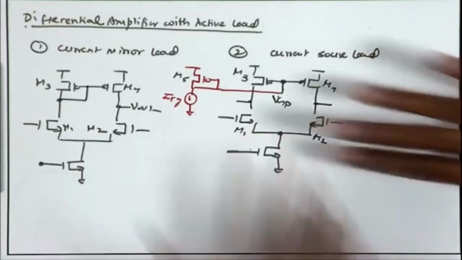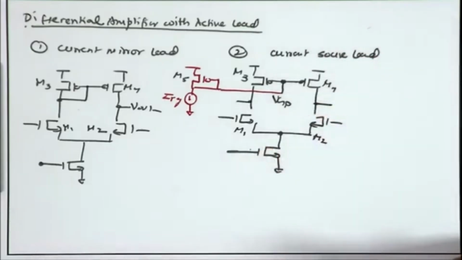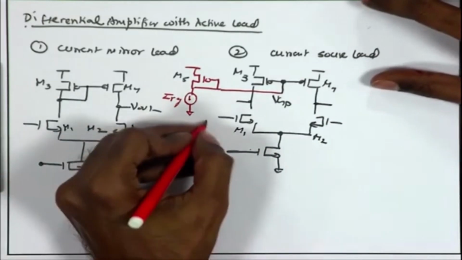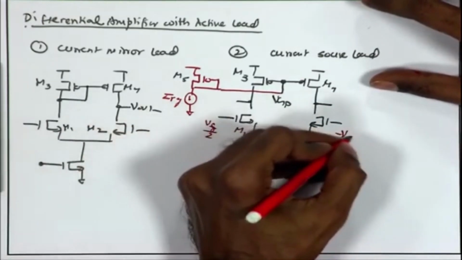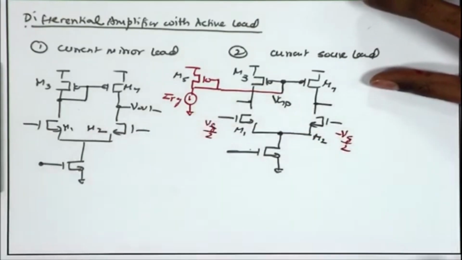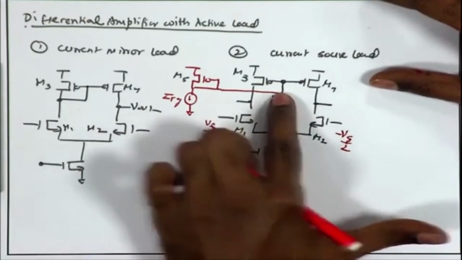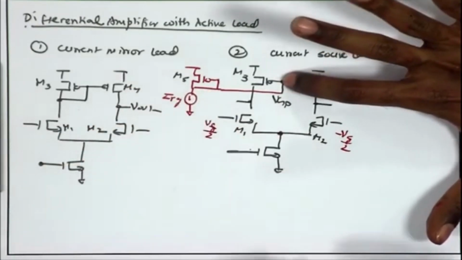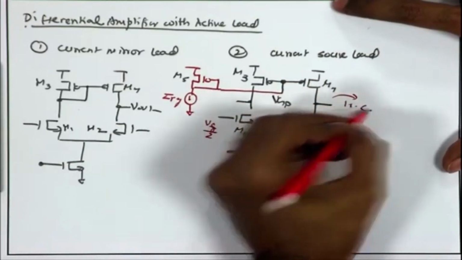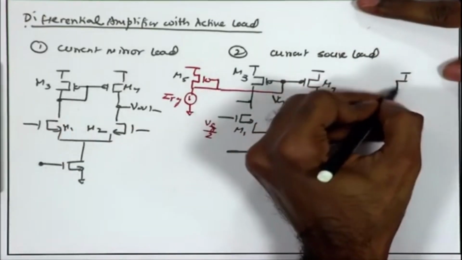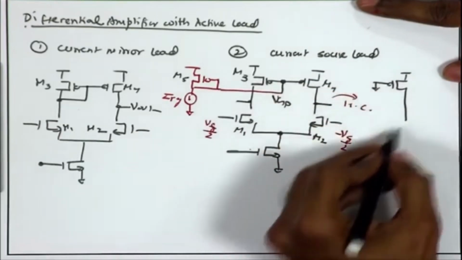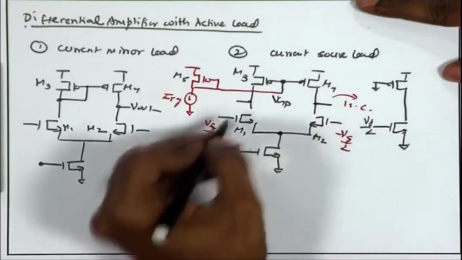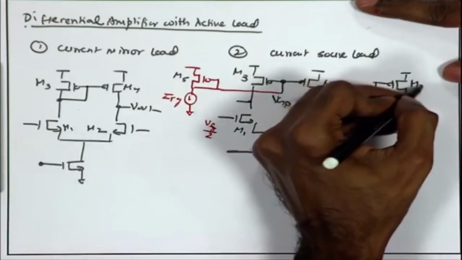Now, if I talk about the current source load, once again if I draw the same analogy, you have the differential signal plus minus Vg by 2. This node becomes an AC ground. This is the DC bias provided by the reference branch. This again becomes an AC ground. Therefore, the half circuit of this is very similar to what we have already done today. This is an AC ground, the input signal plus Vg by 2 is applied here, and this is an AC ground. This is M1 and this is M3.